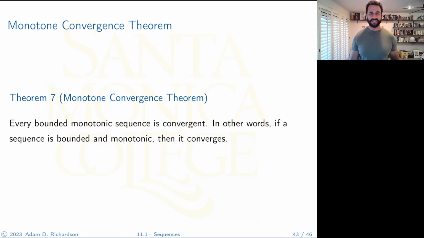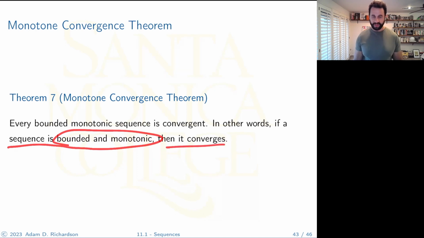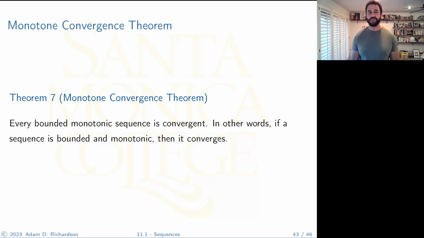All right, what does this mean? It means that if your sequence is bounded and monotonic, then it converges. So if you can show that your sequence is bounded, and if you can show that it's monotonic, meaning it's always increasing or always decreasing, then you're guaranteed that it converges.